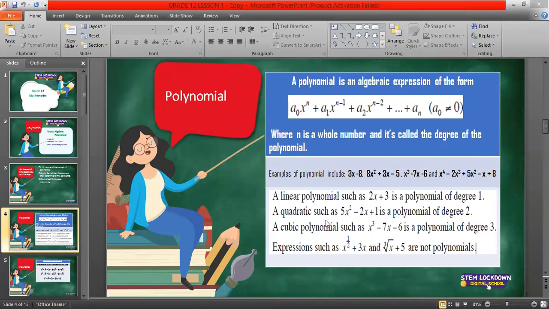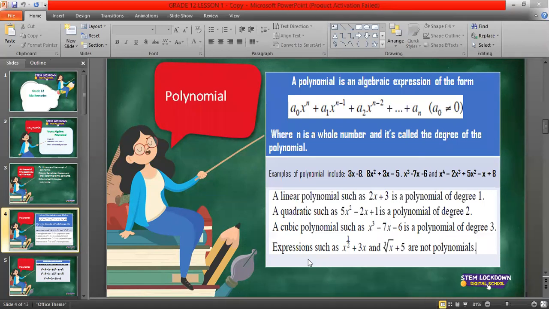We can also have quadratic ones. Quadratic expressions are also a form of polynomial, and we call them trinomials because there are 3 terms. The degree of this polynomial, what is it? The highest power is 2, so it is of degree 2. And precisely, you have the cubic polynomial, which takes this kind of form: x^3 minus 7x minus 6. If you ask what is the degree of this polynomial, it is 3, being the highest power.